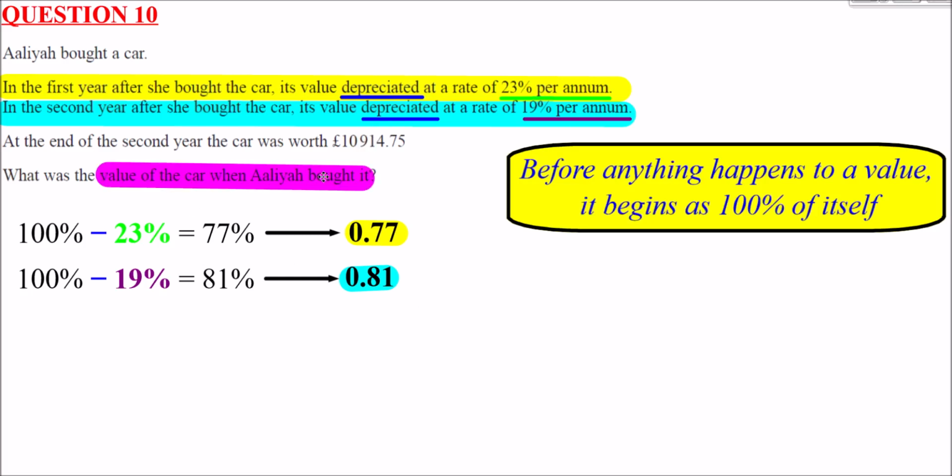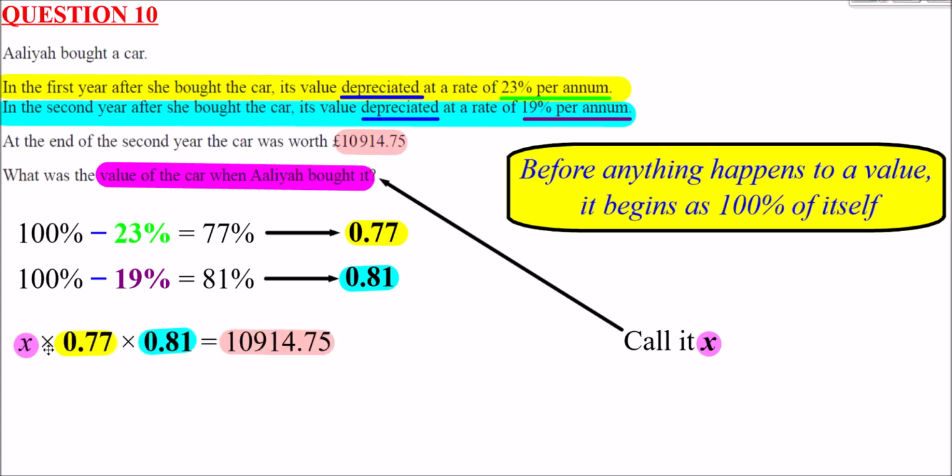So the value of the car when she bought it, we don't know. If in algebra we don't know something, what do we normally call it? Well, we normally call it x. So we can form an equation starting with x. So we start with x, we multiply by 0.77, which illustrates the 23% loss for the first year. We then multiply again by 0.81, which illustrates the 19% loss for the second year. And then we say after those two losses for the first and second year, that must now equal this value here of £10,914.75.